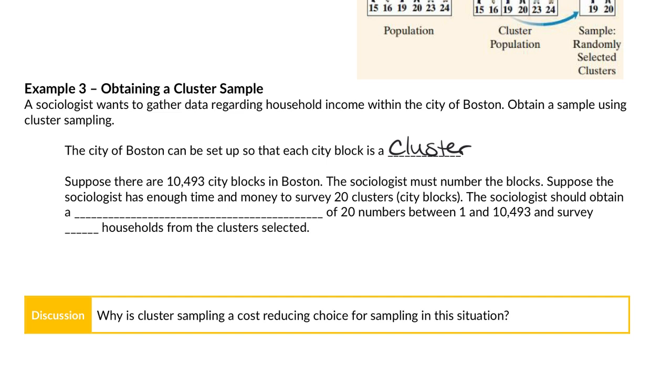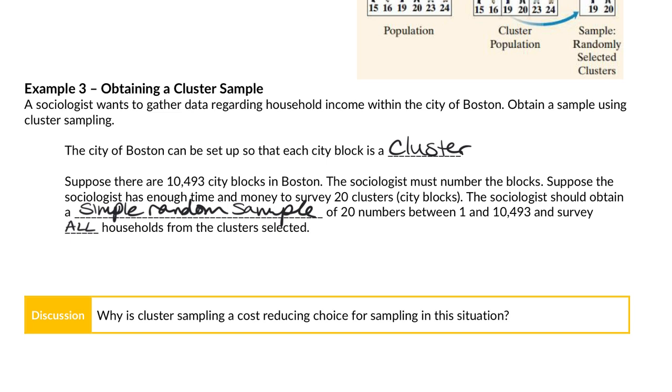The sociologist should obtain a simple random sample of 20 numbers between 1 and 10,493. Those are my blocks. So I randomly chose entire clusters and then go to each of those clusters and survey all of the households from the clusters selected.